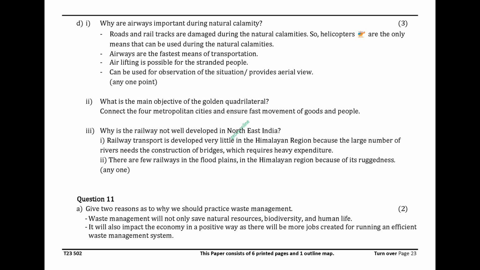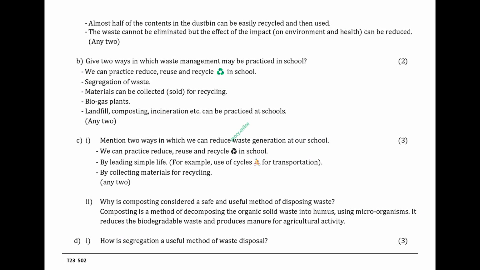Question 11. Give 2 reasons as to why we should practice waste management. Waste management will not only save natural resources, biodiversity, and human life. It will also impact the economy in a positive way as there will be more jobs created for running an efficient waste management system. Almost half of the contents in the dustbin can be easily recycled and then used. The waste cannot be eliminated, but the effect of the impact on environment and health can be reduced.